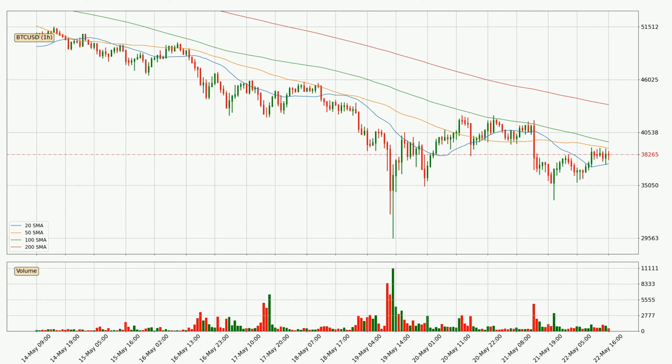If the price bounces off the 20 SMA, which is currently at 37,305, it could be seen as a support, and the 50 SMA that is at 38,892 could be seen as a resistance to the upside. Breaking either way signals a possible further move in the corresponding direction.